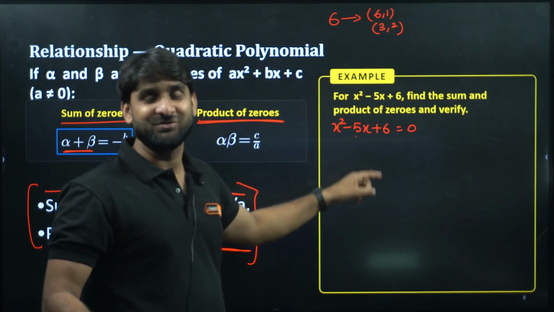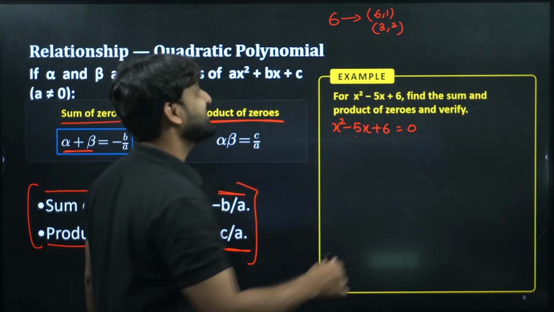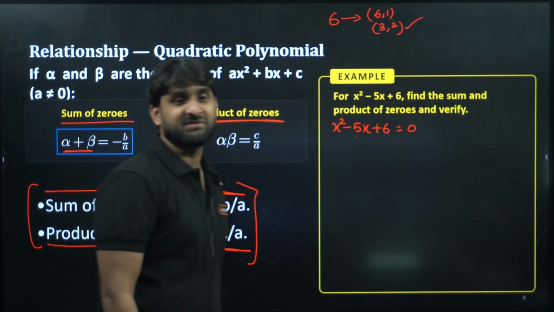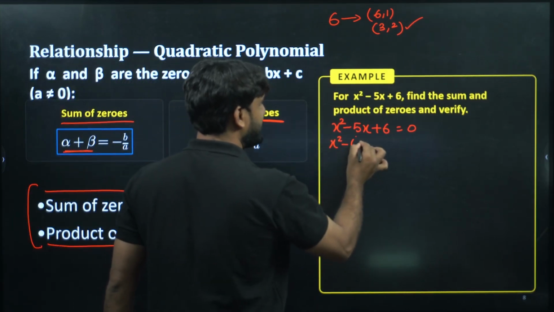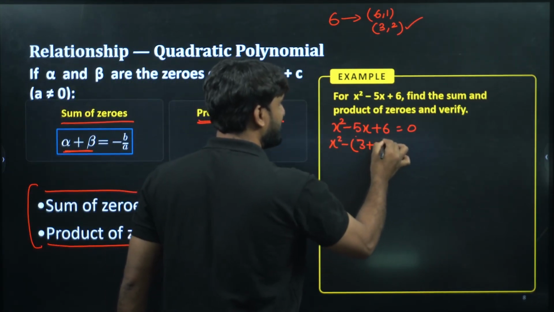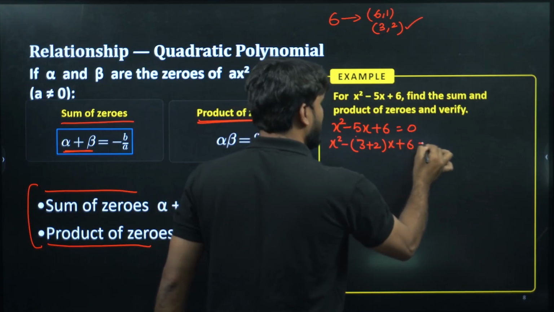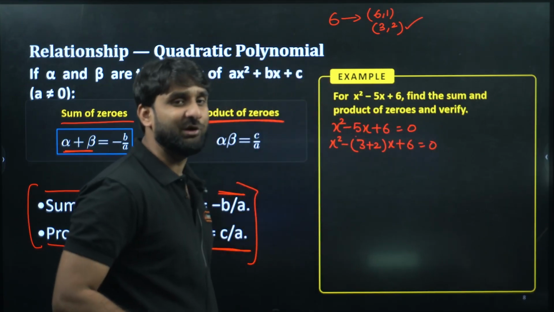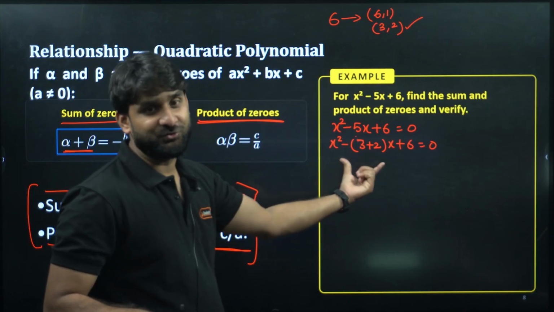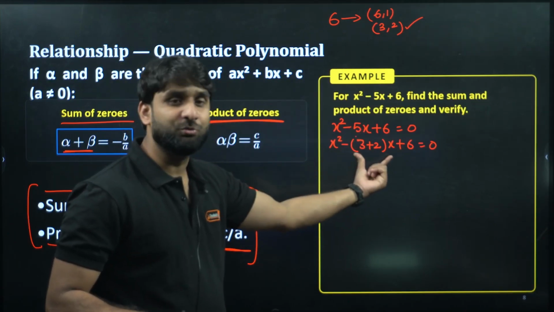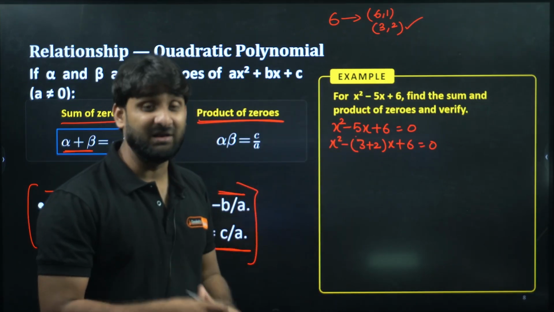So 3 plus 2 is 5. So this is your friend, 3, 2. So now put here x square at the place of 5. We can put here 3x plus 2x, and because of this, this is called the middle term splitting method, because we have split 5 into 2 parts, 3 plus 2. We have split the middle term into two parts, and that's why this is called the middle term splitting method.